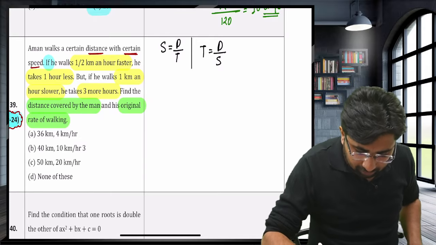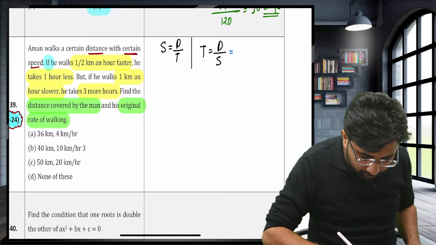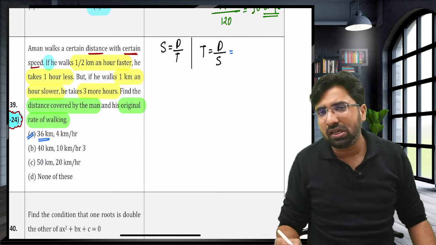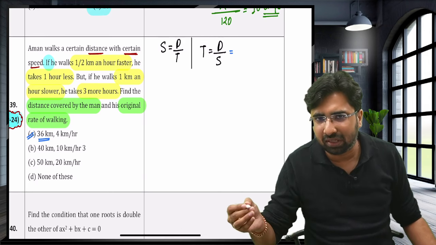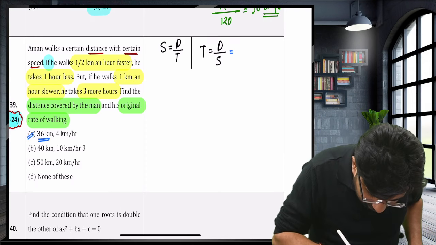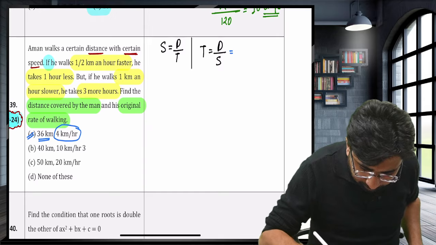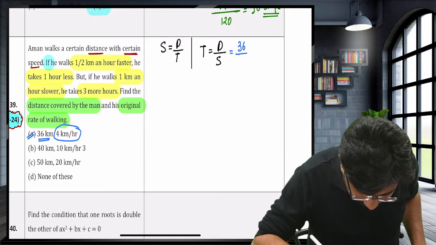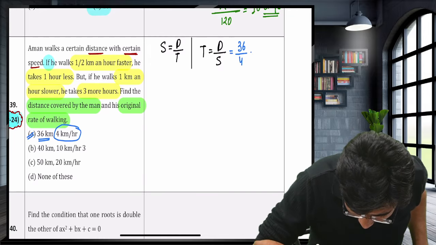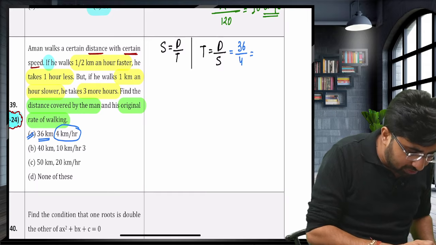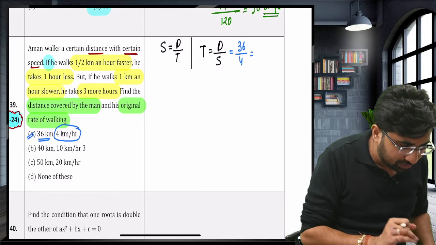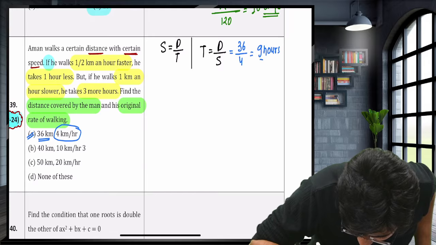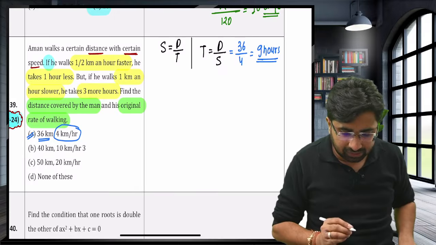Guys, what they are saying, Aman sir, if you go from option, let us assume option A is correct. Original distance he has to travel is 36 kilometer, and original speed was 4 kilometer per hour. So originally if he doesn't change his speed, he used to take 9 hours. 9 hours.